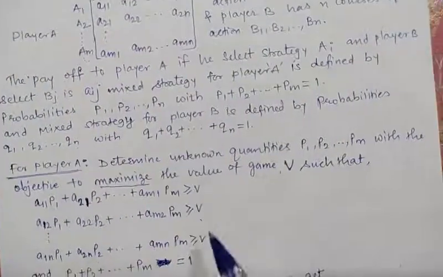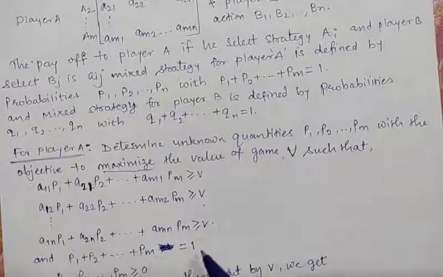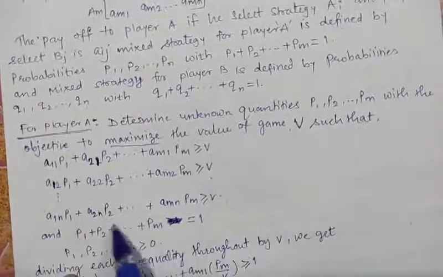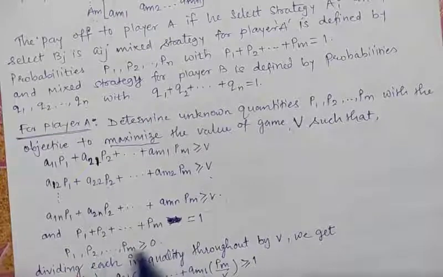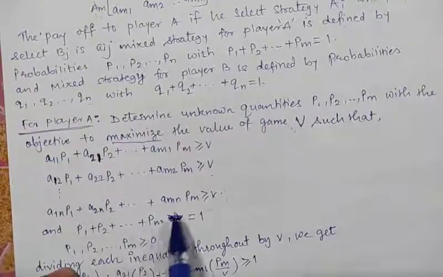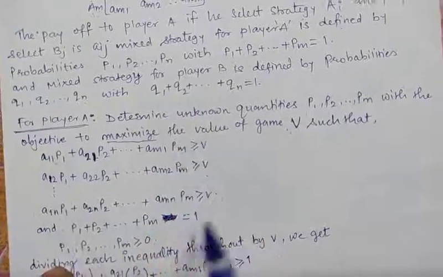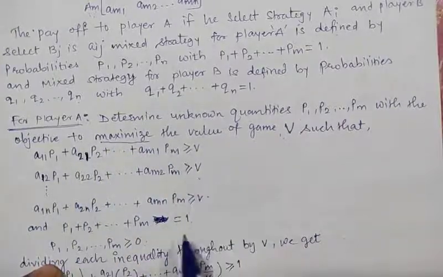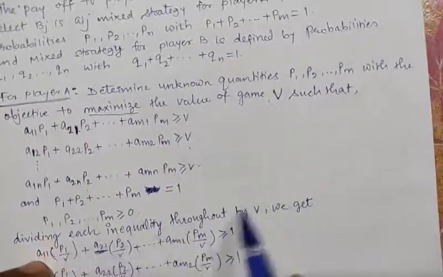than or equal to V. And we know that the addition of probabilities is always equal to 1, and the values of P1, P2 up to and so on PM are always greater than or equal to 0. Now we divide the whole equation by V. Then what will we get? Dividing each inequality by V.